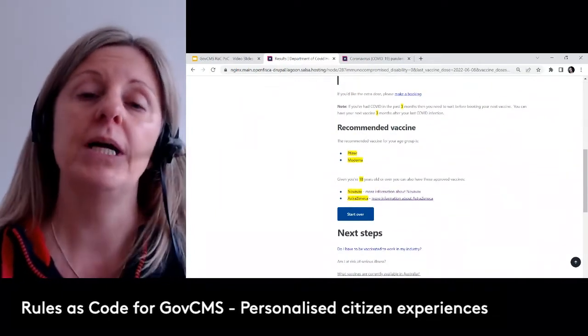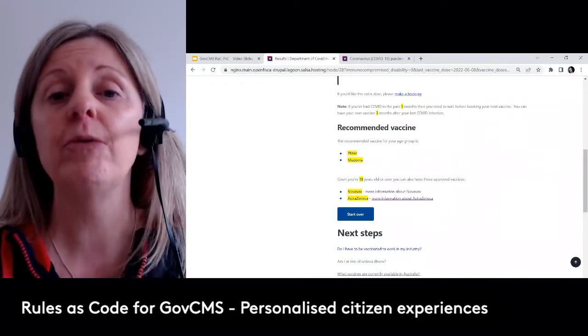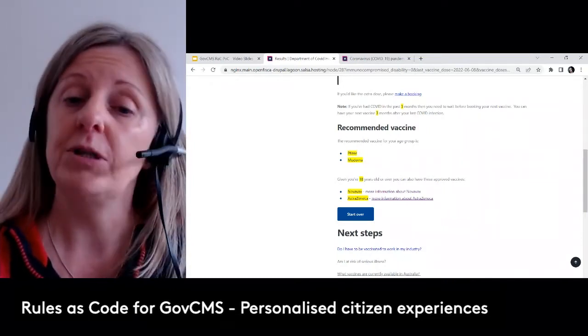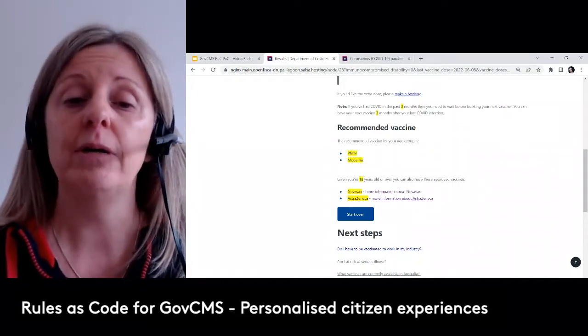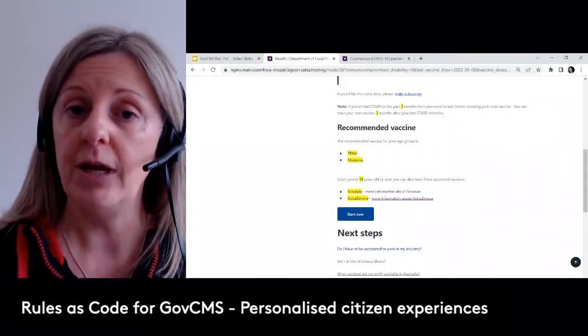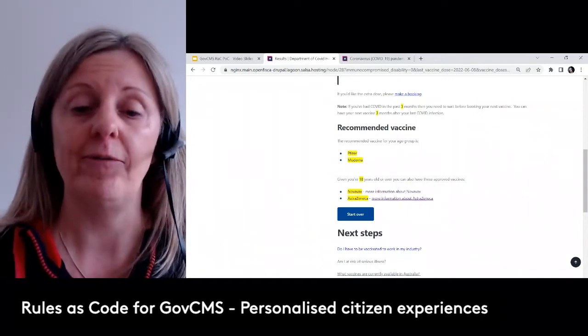Looking through this information, what you see highlighted in yellow, this is the content that's being driven by OpenFISCA. So for example, OpenFISCA has worked out that based on the person's age, the 2 recommended vaccines are Pfizer and Moderna, but that they're also able to have Novavax and AstraZeneca because they're over 18.